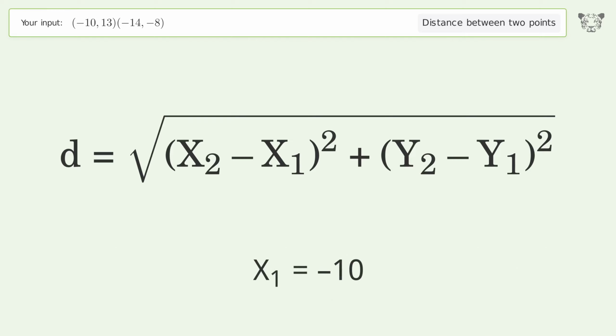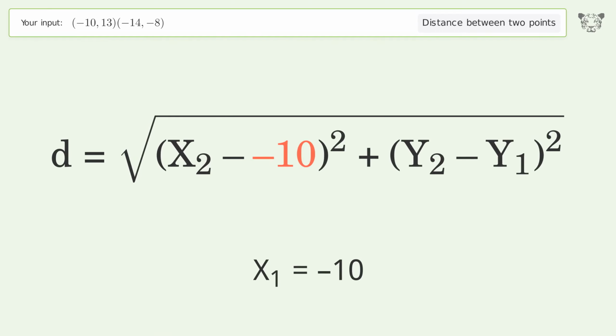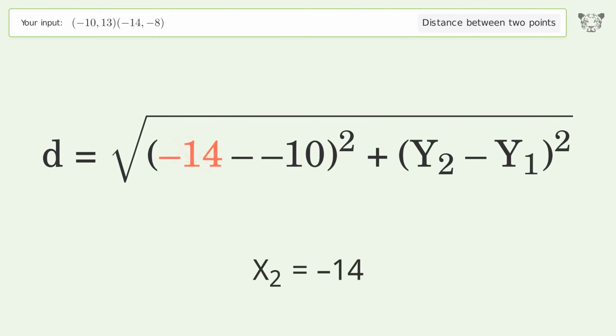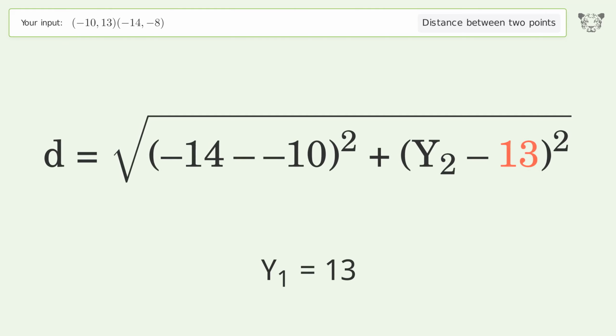x1 equals -10. x2 equals -14. y1 equals 13. y2 equals -8.